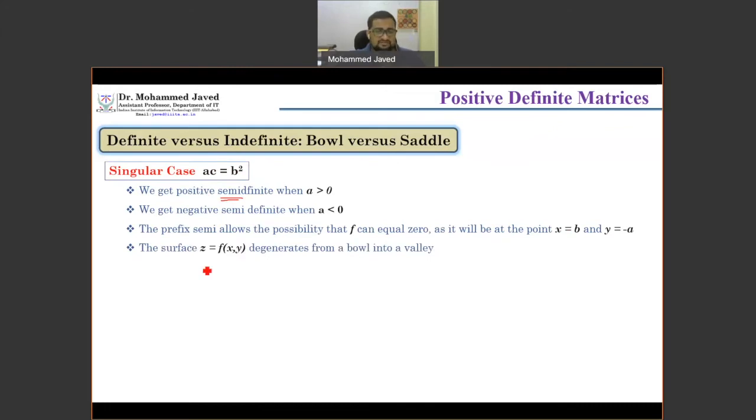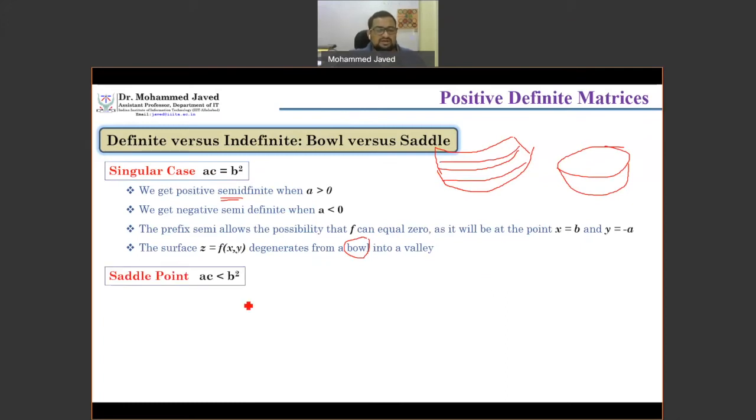And now the surface z equal to f of x comma y degenerates from a bowl into a valley. So in such a case where AC equals b square, the bowl shape will not remain a bowl, but it will get converted into a valley. It will be a valley like this. Hope you can imagine. I will show the graph at the end of this lecture.